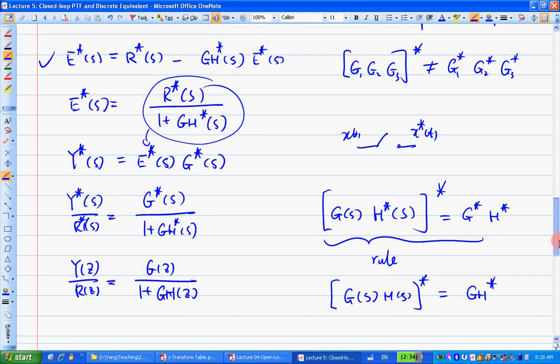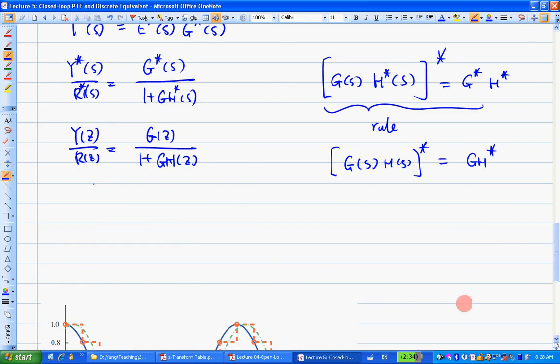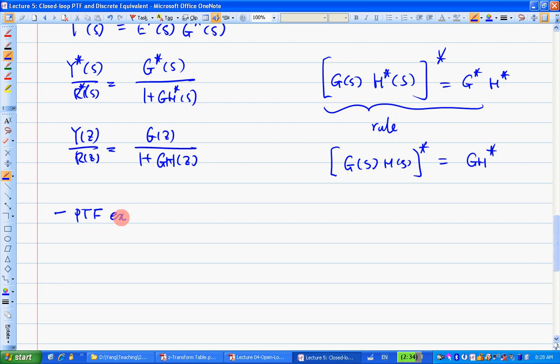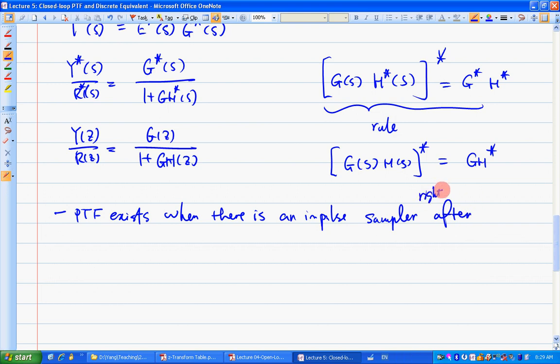So the trick right here: the PTF exists when there is an impulse sampler right after the junction box. If there is no such impulse sampler right after the junction box, you actually don't have to derive this pulse transfer function.